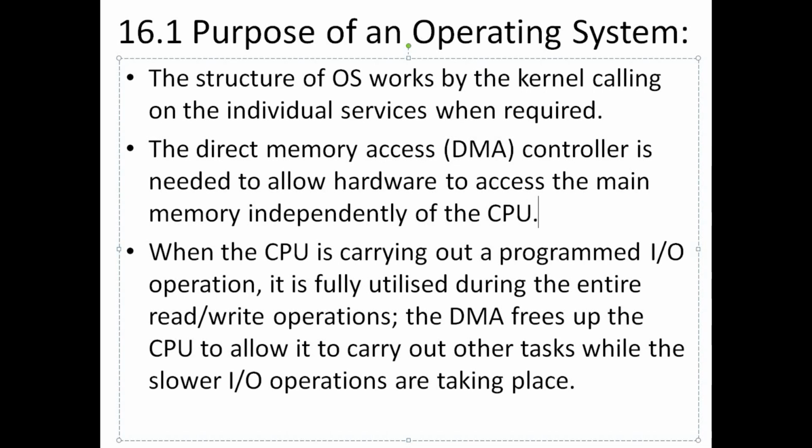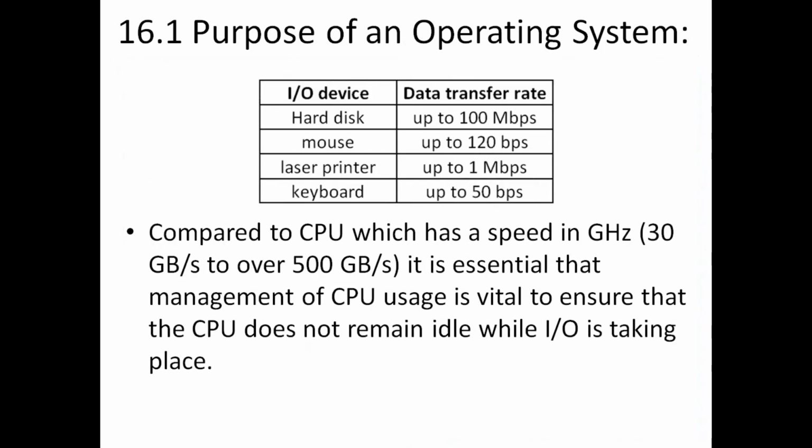Hence we have the DMA, the direct memory access, so that the CPU can shift the job to the DMA. While the DMA is reading or writing data from the memory or from the hard drive, the CPU can do something else. As you can see, this is a rough estimate.